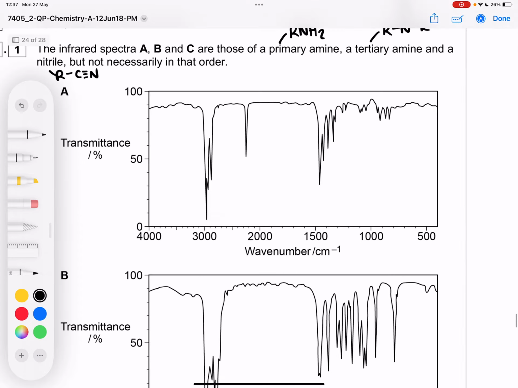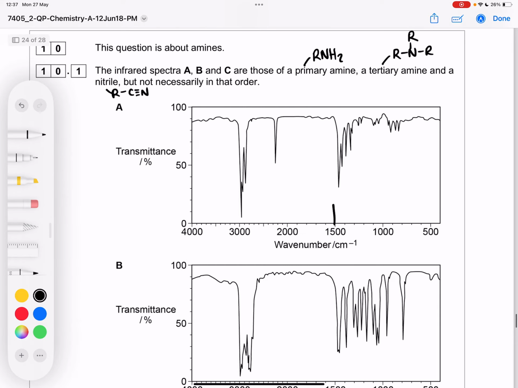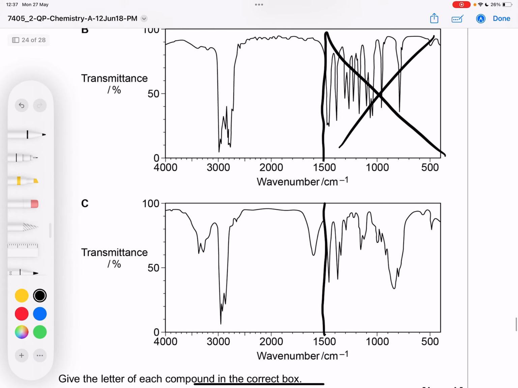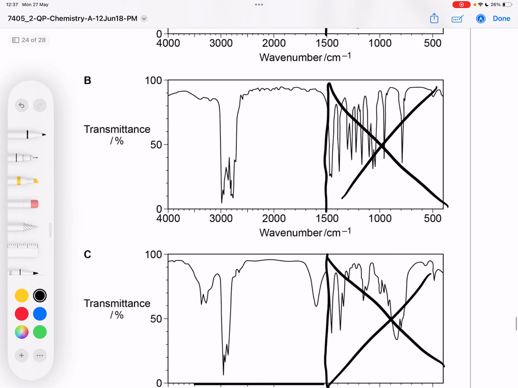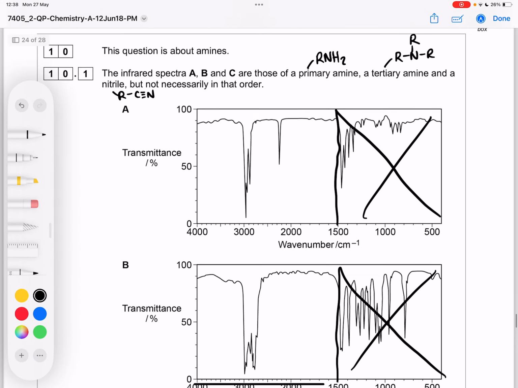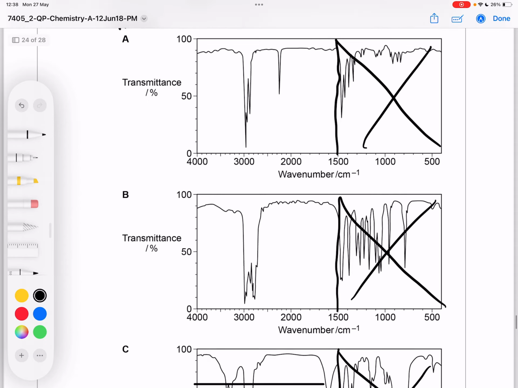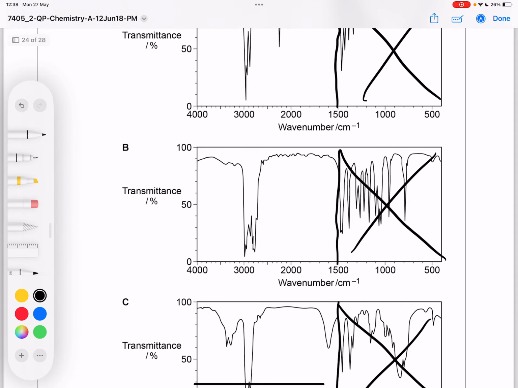Now, remembering with our infrared, we can always ignore the fingerprint region. What we're looking for is the difference between these three. So a primary amine would have the NH peak. Now, if you look at the data sheet, it will tell you where to look for that NH peak. And so you're looking in and around the region of 3,300 to 3,500.